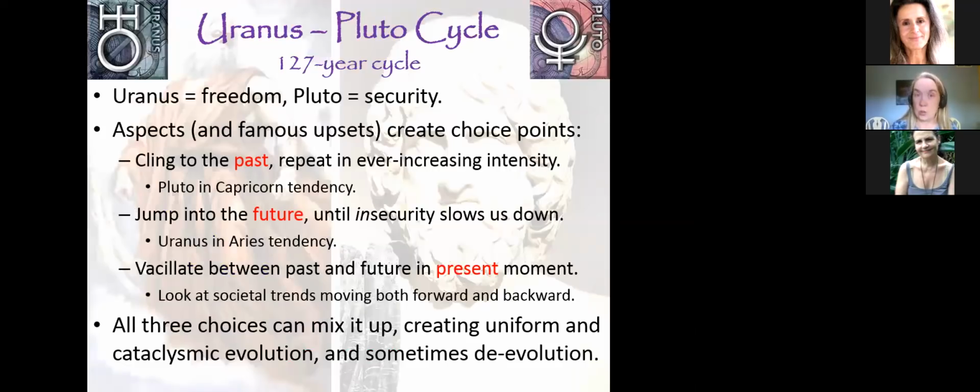And then the third choice is that we vacillate between that past and future in the present moment, what we would call 2 steps forward, 1 step back. Just look out there at any societal trend or issue that you're interested in and look at how from one group of people to another, from one country to another, some areas people are moving forward, other areas people tend to be moving backwards.